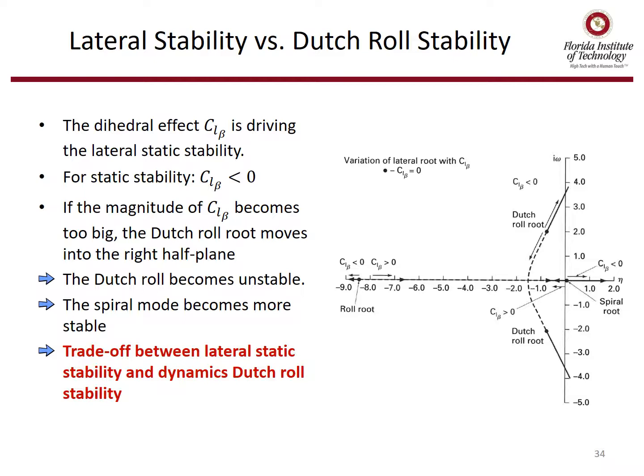We see that the dihedral effect C_l_beta is driving the lateral static stability. We need that to be negative. But if the magnitude of C_l_beta becomes too big, the Dutch roll root moves into the right half plane and the Dutch roll becomes unstable. The spiral mode becomes more stable, so there's a trade-off between lateral static stability and dynamic Dutch roll stability.